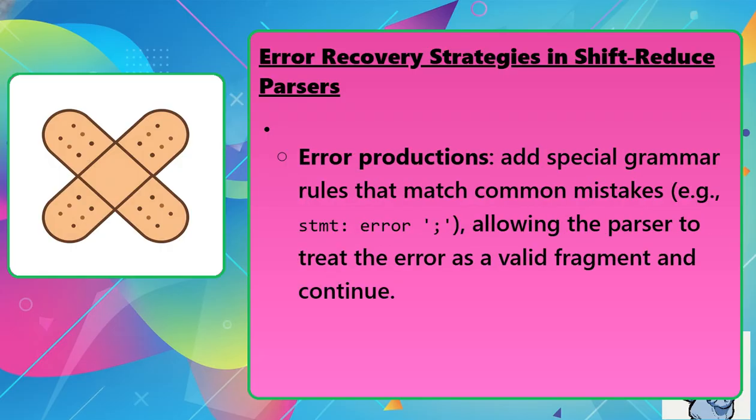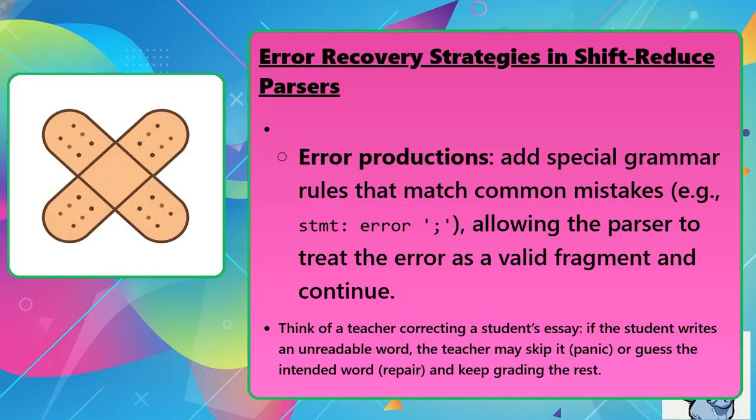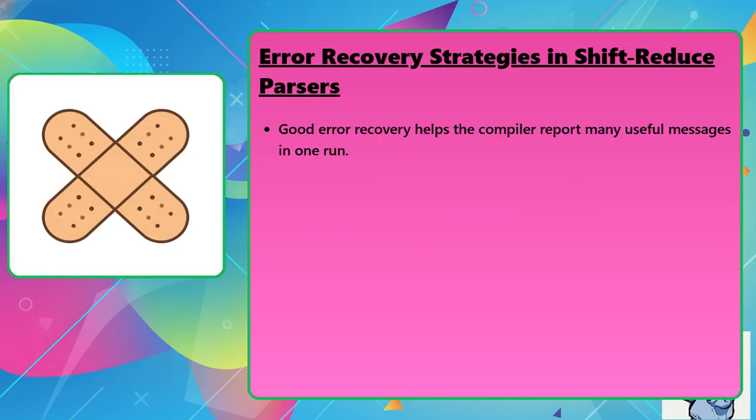Error productions: add special grammar rules that match common mistakes, for example, stmt: error ';', allowing the parser to treat the error as a valid fragment and continue. Think of a teacher correcting a student's essay: if the student writes an unreadable word, the teacher may skip it, panic, or guess the intended word, repair, and keep grading the rest. Good error recovery helps the compiler report many useful messages in one run.